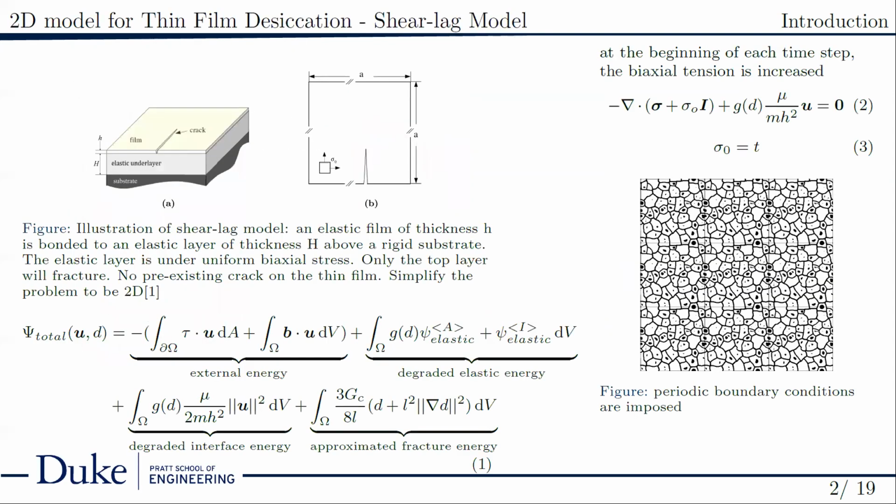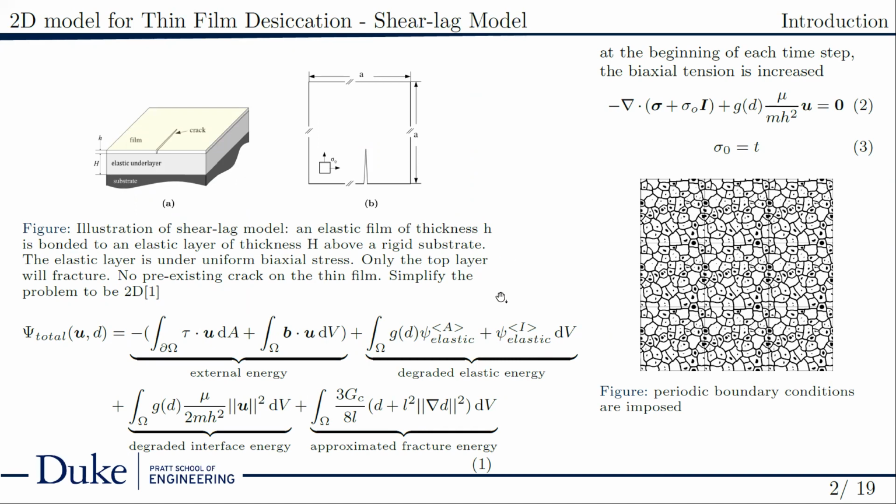To study this type of cracking of thin film, a two-dimensional shear-lag-like model was adopted. An elastic thin film is bonded to an elastic thick layer above a rigid substrate. The film is under uniform biaxial stress. Only the top layer will fracture.